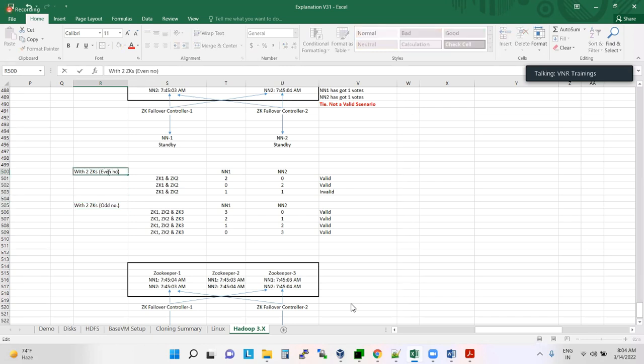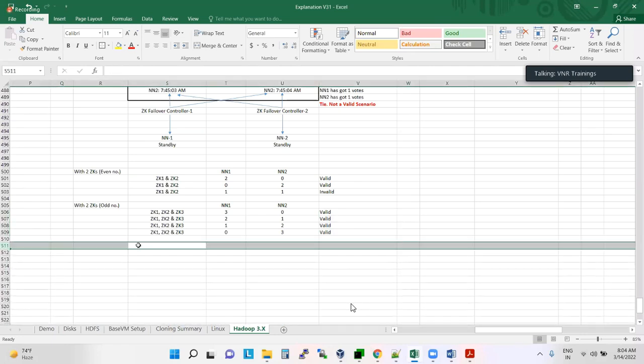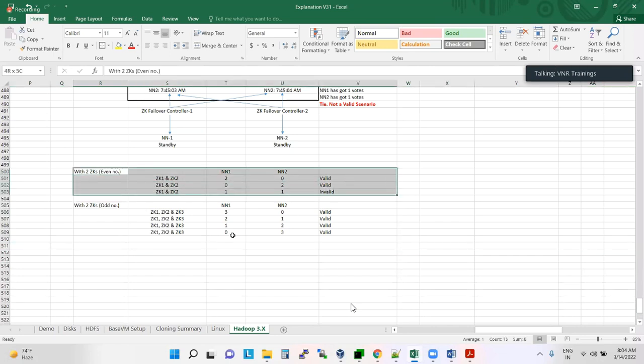Even number of zookeepers and odd number of zookeepers. So now, with odd numbers, all are valid scenarios. Correct? Yes, sir. Okay. Now, we'll go one more, with 4 zookeepers.